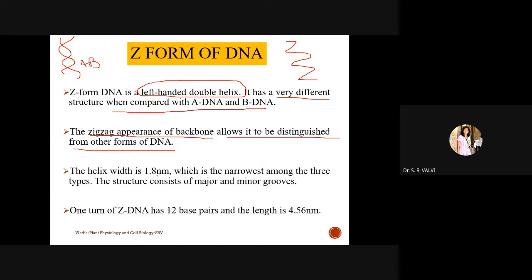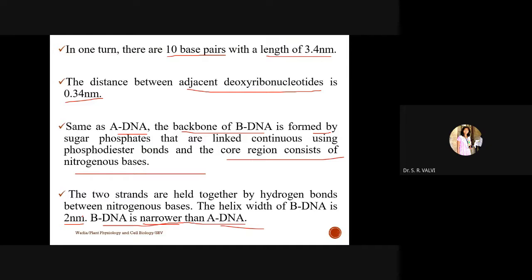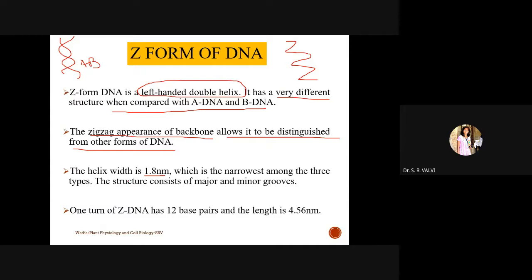The helix width is 1.8 nanometer. Okay, in case of this B form, how much width we have observed? 2. Okay, here you can see 2 nanometer of the width. In case of this, it is only 1.8 nanometer. It's very small, narrower, or you can say the narrowest among the three types. So wider is A, then narrower is B, and narrowest is Z.